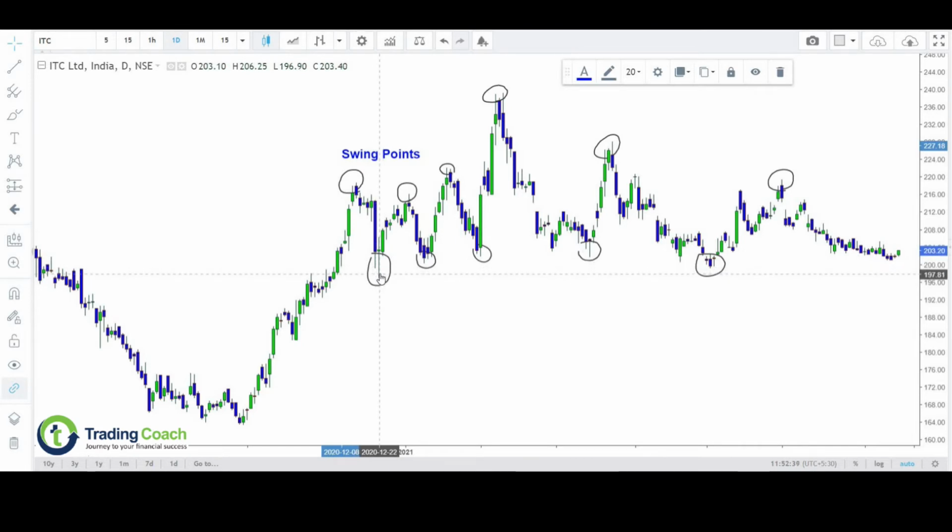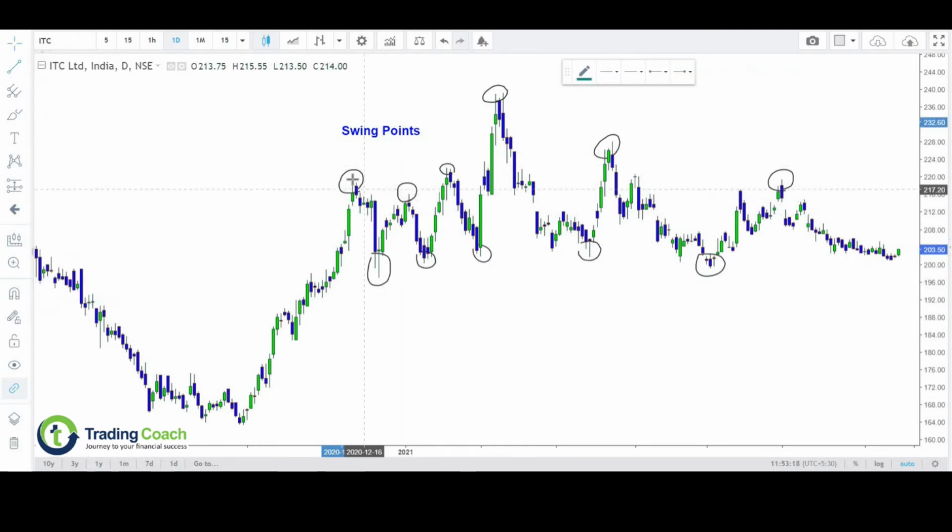So before you start to draw the support and resistance, the first and fundamental step is that you need to mark all these major swing points. You need to mark them properly right on the chart. Once after marking the swing points, I need to connect the swing points using trend lines. So I'll just take a trend line over here.